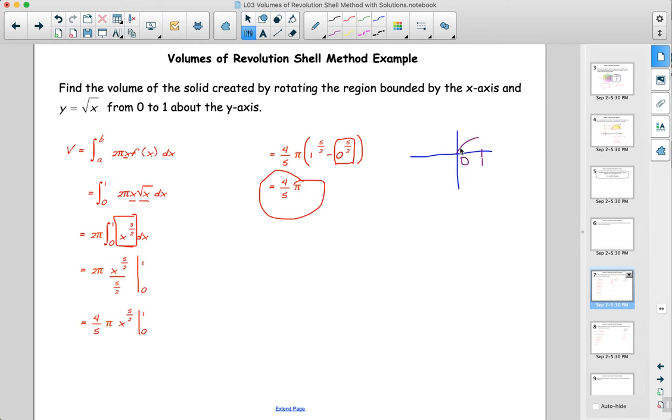I did a bit of a sketch over here, just to show you what we're doing. We're taking this region, and then we're going to be rotating it this way. And the volume of that solid would be 4/5 pi.